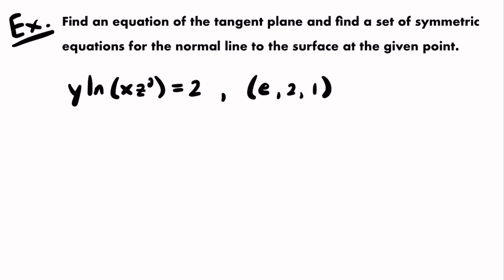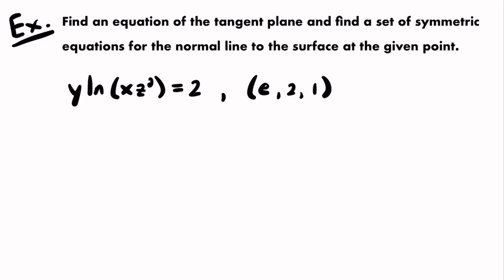Next up, we want to find an equation of the tangent plane and find a set of symmetric equations for the normal line to the surface at the given point. And we have y times the natural log of x times z squared equals 2 and the point e, 2, 1. Okay, so this is just like the previous two examples. We're going to go through the exact same process, just for a different function and a different point.